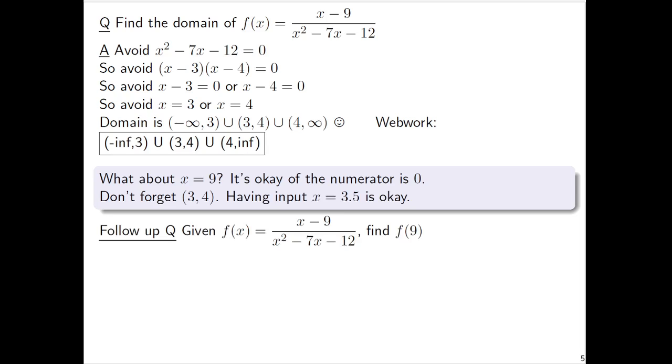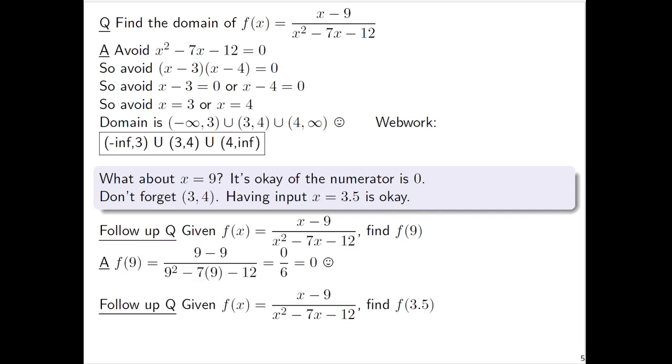Just to make sure we understand that x equals 9 doesn't cause a concern, that's not really a problem, let's find f of 9. So 9 is totally valid as an input, because if you compute f of 9, you're going to get 0 over 6, which simplifies to 0. That's a number. That's totally fine.